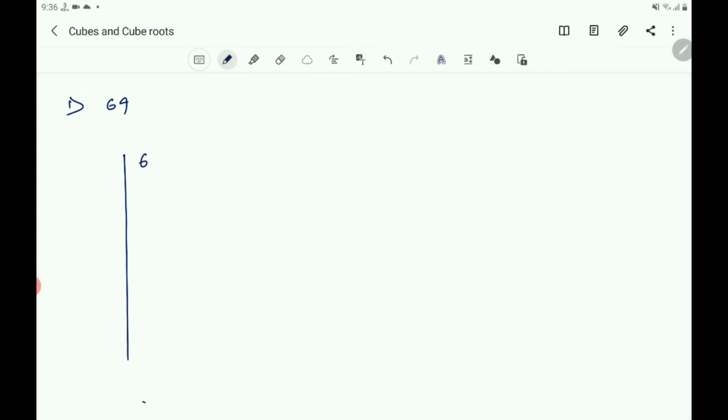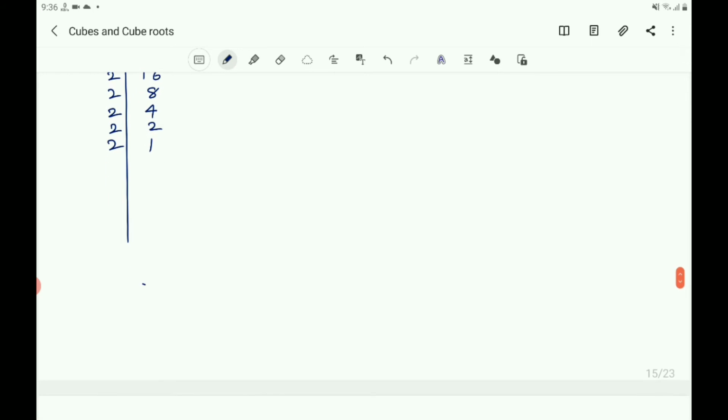So you take that 64 and try to divide it by 2. If it is divisible by 2, then you divide it by 2. 2 3s are 6, 2 2s are 4. Again it is divisible by 2. 2 16s are 32, 2 8s are 16, 2 4s are 8, 2 2s are 4, 2 1s are 2. So you got 6 times 2. Then you write 64 equals 2 into 2 into 2 into 2 into 2 into 2.